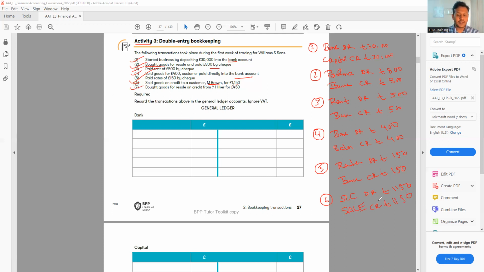And the last one we have, number seven. This one we have brought goods for resale on credit from Y Healer for 450. So that means it is a credit purchase. Purchase is debit anyway, purchase is an expense, that is 450. But I'm not paying immediately, it is a credit purchase. For that reason, purchase ledger control, like sales ledger control, PLC. Purchase ledger control, the liability account, will be created. That's our credit, 450.